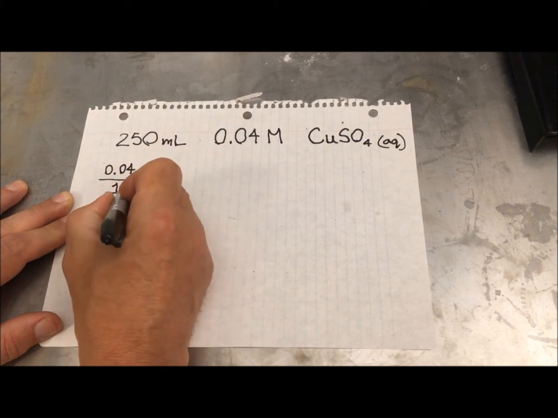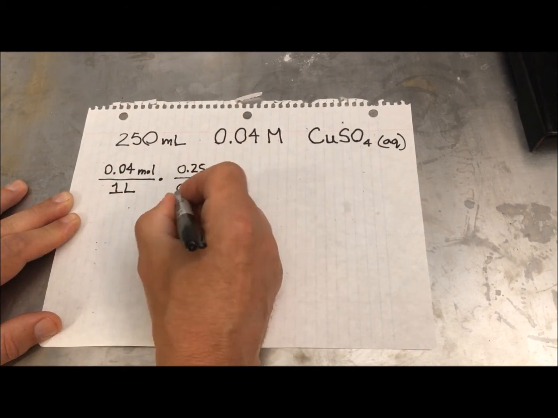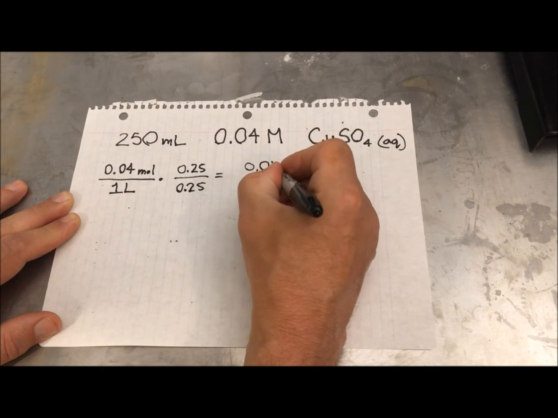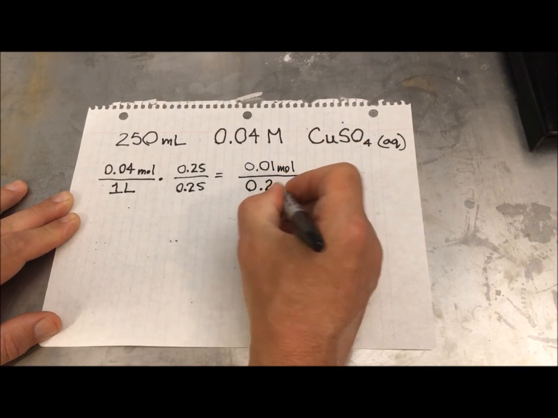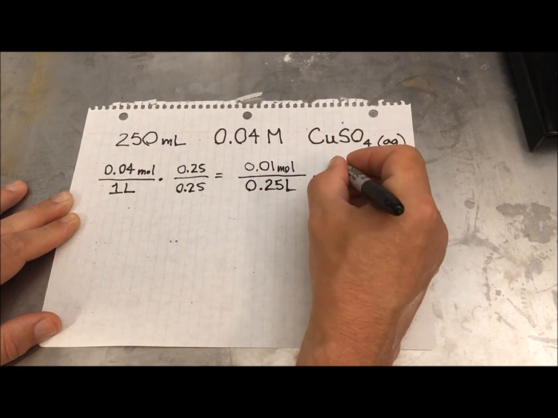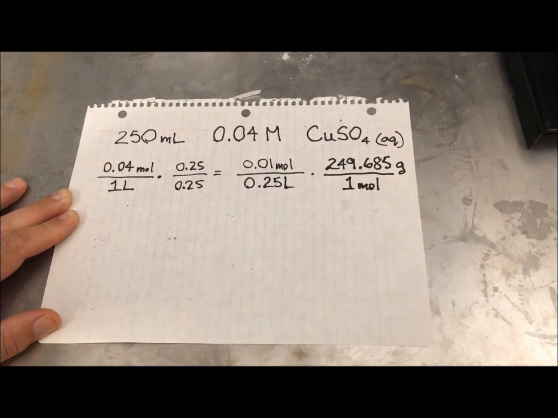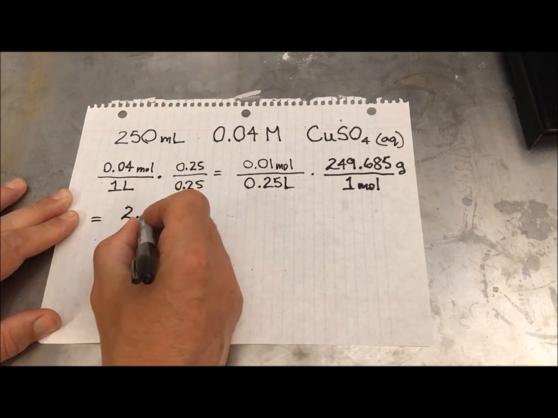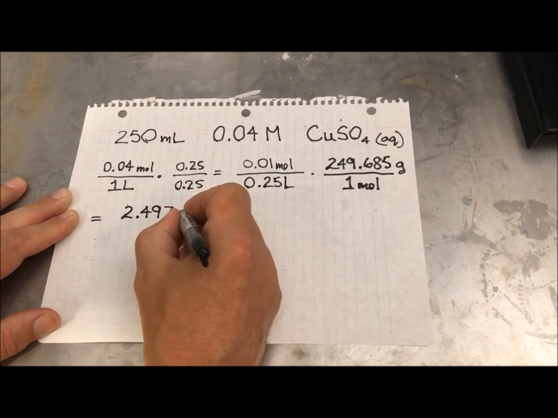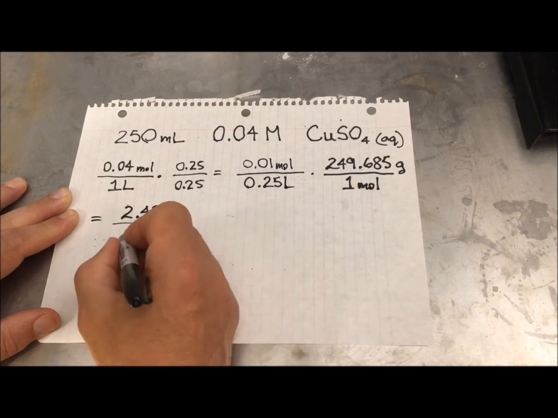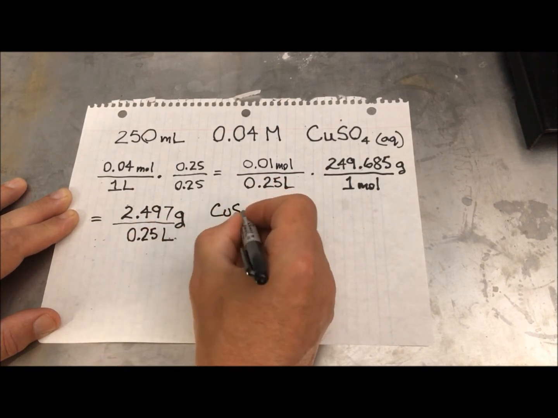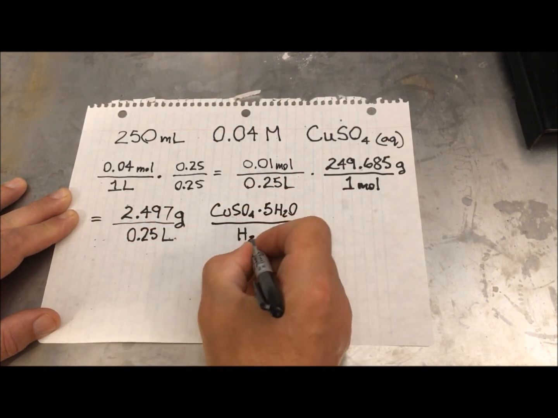I'm using copper sulfate pentahydrate, which has a molar mass somewhere around 249 or 250 grams per mole. So, according to my calculations, we're going to need about 2.5 grams. So we'll go ahead and weigh that out.